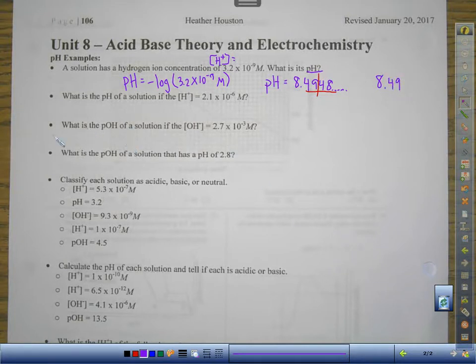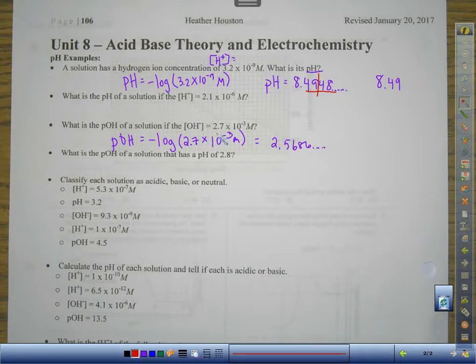Alright, let's look at this third one down. What is the pOH of a solution if the concentration of OH is this? Well, we're just using the pOH equation. That's going to be the negative log of our concentration here, which is 2.7 times 10 to the negative 3rd molar. We're going to put that in the calculator, again, exactly like it appears, negative log of 2.7 times 10 to the negative 3rd. And you will get an answer of 2.5686 and a bunch of other digits.